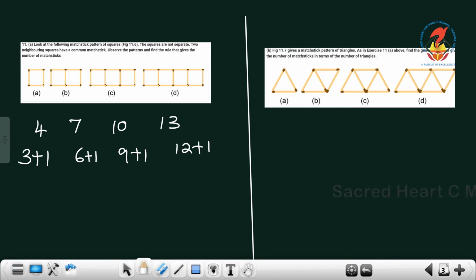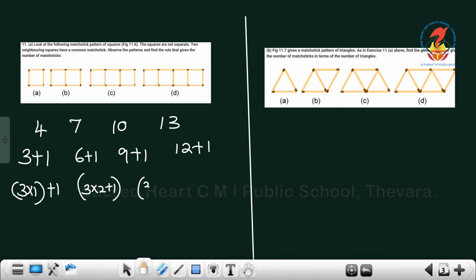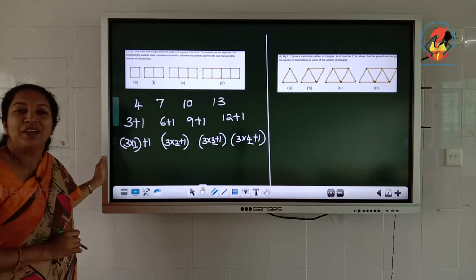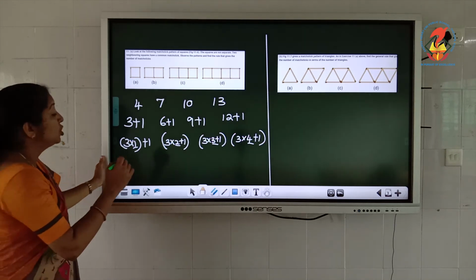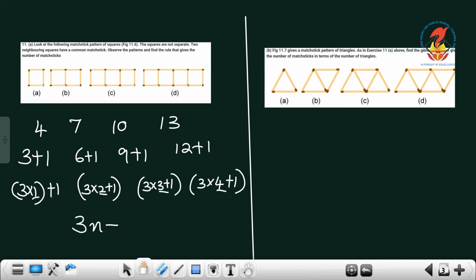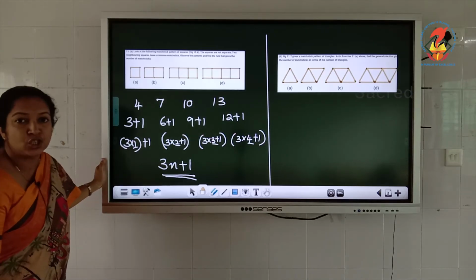So, we can write this as 3 into 1 plus 1. Second one you can write as 3 into 2 plus 1. Third one you can write as 3 into 3 plus 1. Next you can write as 3 into 4 plus 1. So what is changing here? 1, 2, 3, 4, etc. Instead of this, what we can use? We can use a variable. So what is the rule? 3n plus 1 is the rule to find the number of matchsticks.